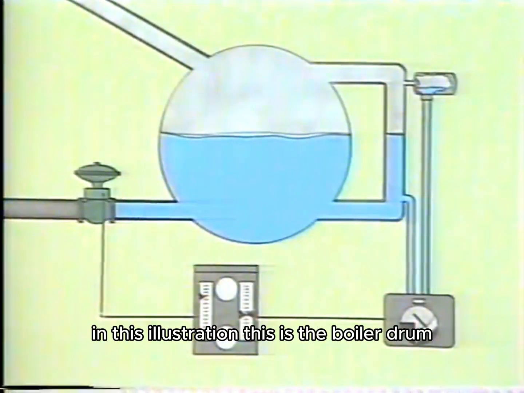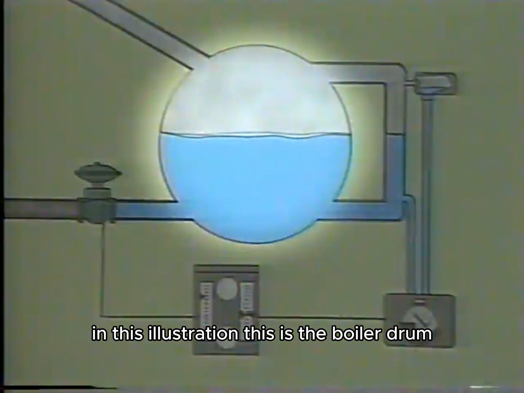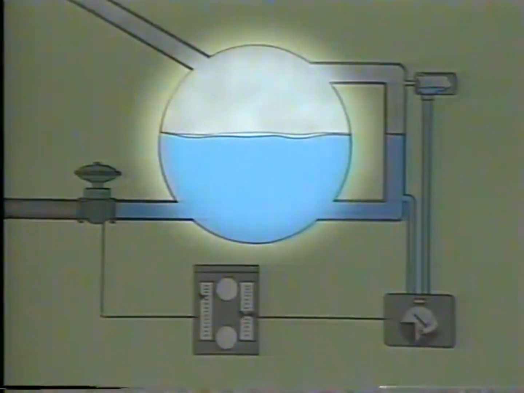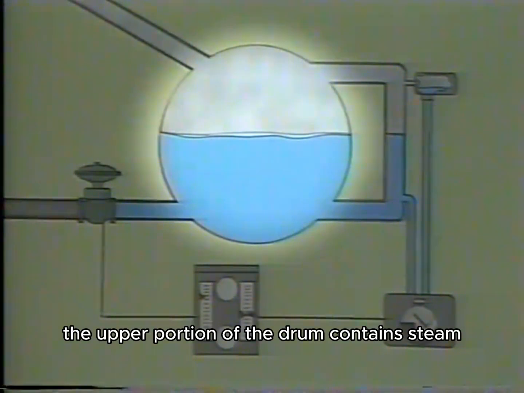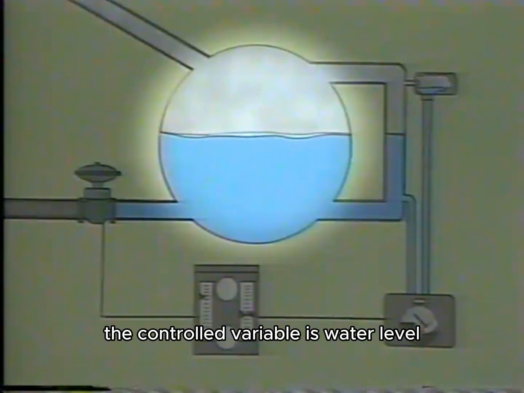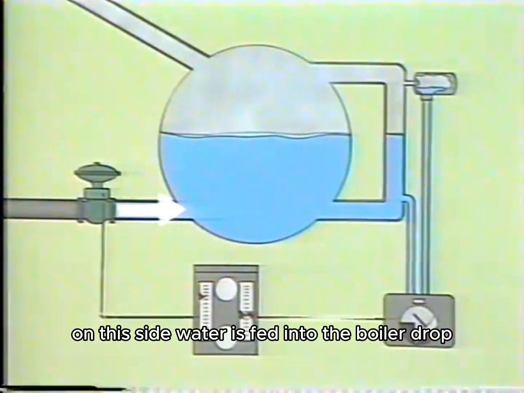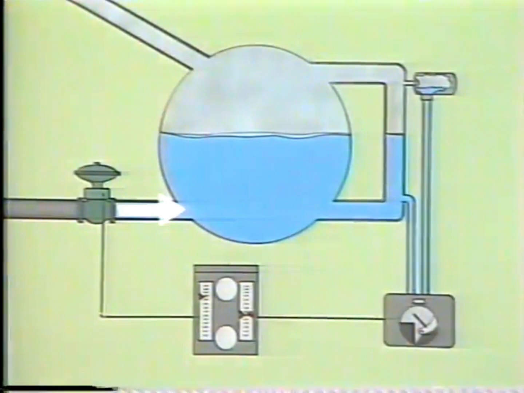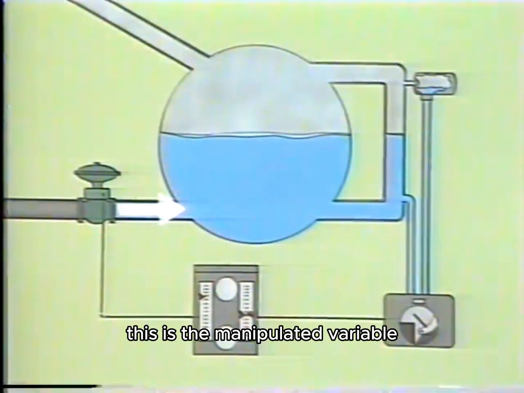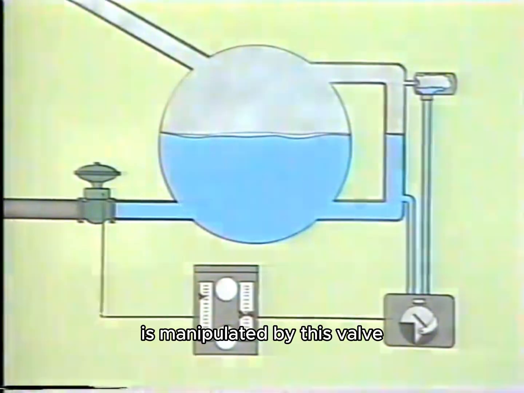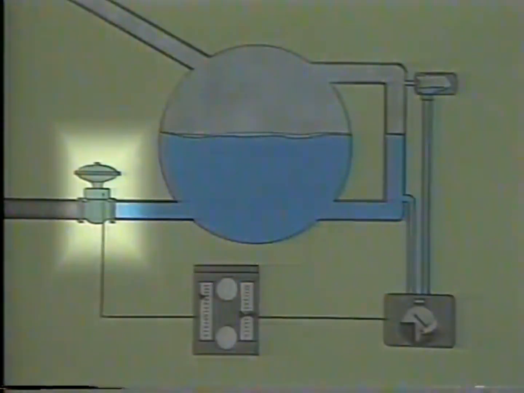In this illustration, this is the boiler drum. As you can see, the drum is partly filled with water. The upper portion of the drum contains steam. The controlled variable is water level. On this side, water is fed into the boiler drum. This is the manipulated variable, because the amount of water flowing to the boiler is manipulated by this valve.